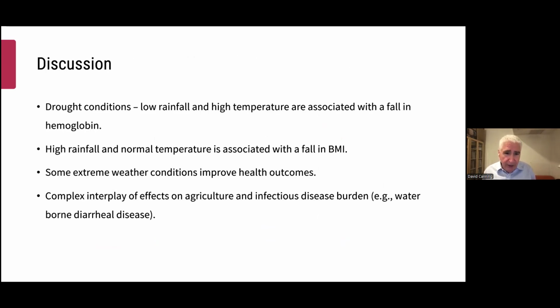So we do see this effect of drought conditions. Some extreme weather conditions seem to improve, and it's a complex picture here. Next slide.